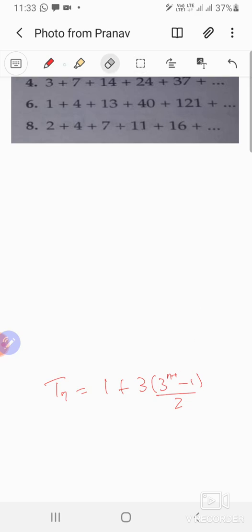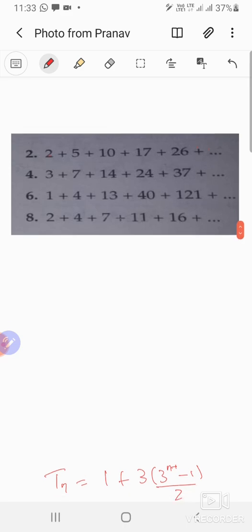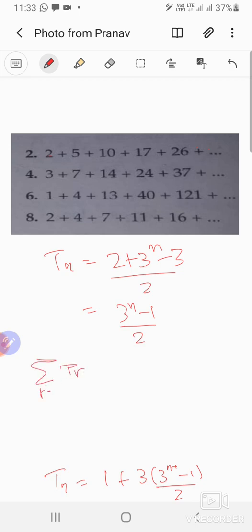Okay, fine. So what do we do with that? Now just sum this up. First of all, just simplify it. So you get Tn equals 2 plus 3 to the n minus 3 upon 2. That's supposed to be 3 to the n minus 1 upon 2. So the summation of tr from r equals 1 to n has to be equal to the summation from r equals 1 to n of 3 to the r minus 1 upon 2.